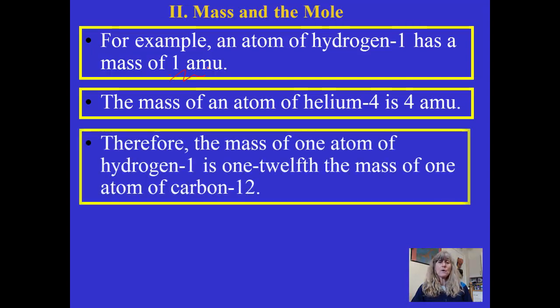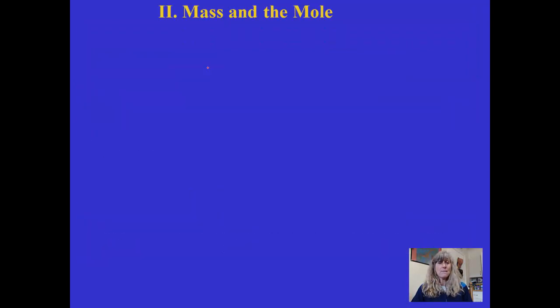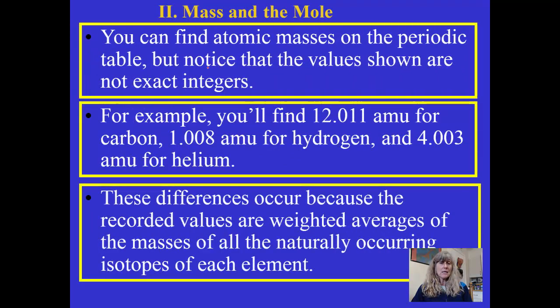What are we going to use in the lab? We're going to mass them out by using our balances, our electronic balances. So when we actually do our calculations and we have a certain amount of grams and we want to convert to moles, we look at the periodic table and we see that carbon doesn't weigh 12, does it? It weighs 12.01115 grams per mole. How come it's not just 12? Do you remember that the mass on the periodic table is the weighted average of all the naturally occurring isotopes of that element?